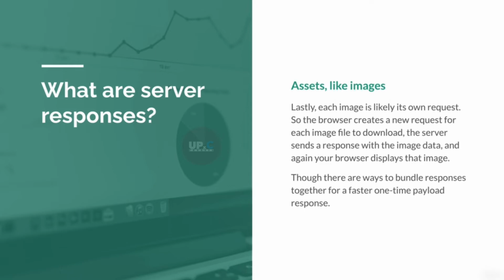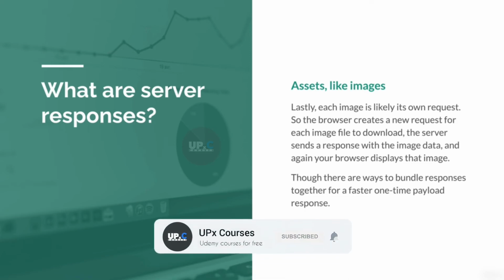Now, on the topic of images and other assets like images, each one is likely to be its own request. So the browser creates a new request for each image file to download. The server sends a response with the image data, and again, your browser then displays that image. Though technically, there are ways to bundle responses together for a faster one-time payload response. This way, you can just ask the server once, and it will send all the images all at the same time, so it doesn't have to go one by one. And again, that just makes that response payload faster.